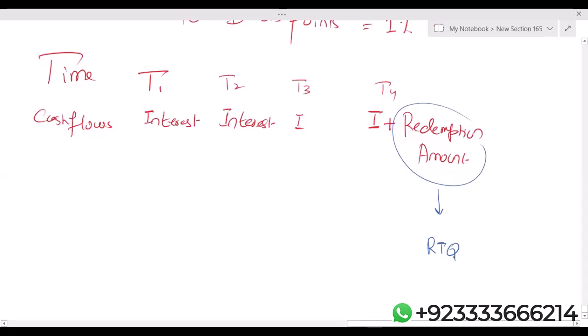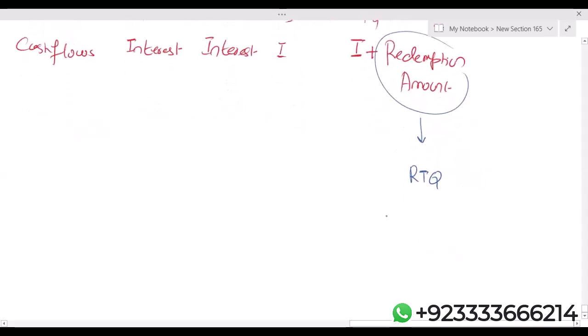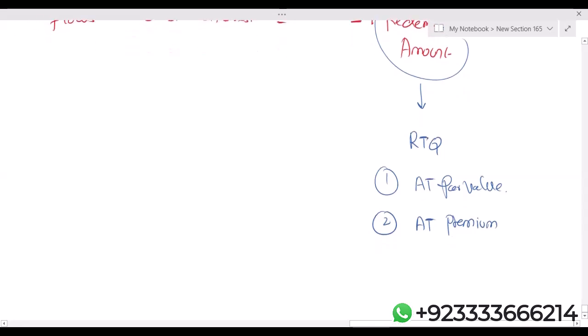Now, what are the possibilities for the redemption amount? One, redemption could be at par value. And let me tell you, if nothing is mentioned, we always assume redemption is at par value. Redemption could also be at premium. But obviously, if the redemption is at premium, it will be mentioned in the question. This is something which we cannot assume.